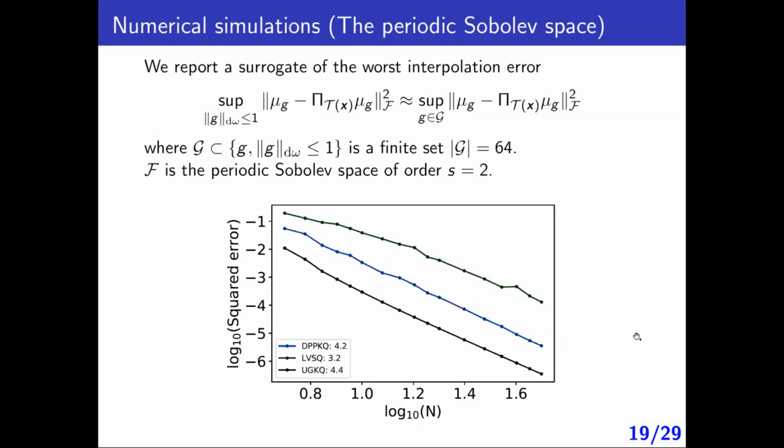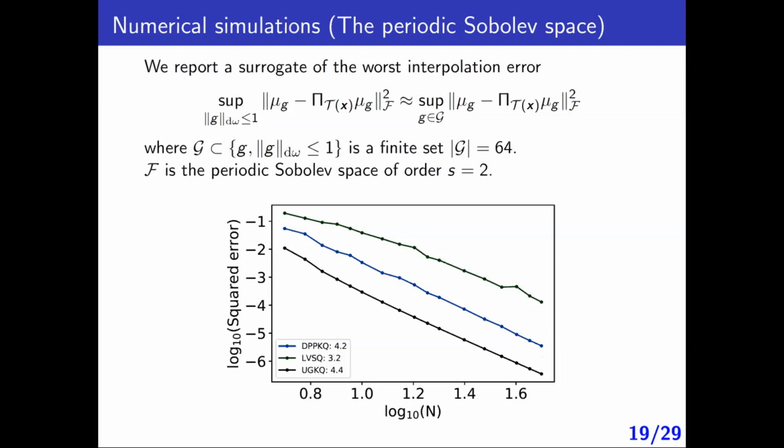We can say the same phenomena for s equal to 2. We have a rate of n power minus 2s. So here I plot the rate, that is the power, into the slope of the rate of the curve. And again, we can see that independent sampling doesn't give the best, or gives a slower rate compared to DPP and uniform grid.